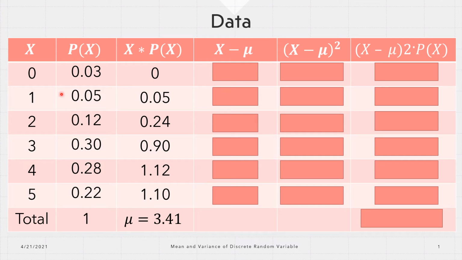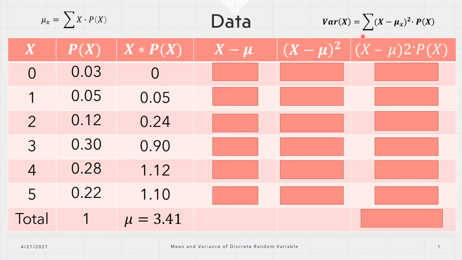In this video, I'm going to continue our discussion of the mean and variance of a discrete random variable. If we recall, in the last video, we already discussed how to compute the mean of a discrete random variable. So for this video, we are going to discuss how to compute the variance of a discrete random variable.